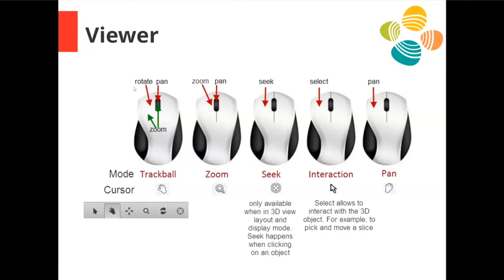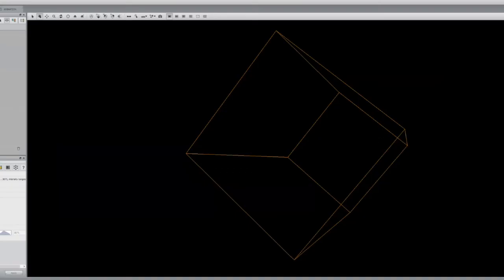These are shortcuts of the mouse buttons and what they can do. Instead of selecting the tools over here, you can do them with your mouse. You can look at those later. I usually use the trackball because it's the easiest tool to navigate through the scene, and then I switch between whatever tool I need with the shortcuts. So I'm switching between the presentation and Avizo, so you guys are aware of what I'm doing.